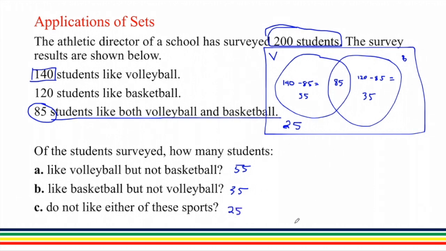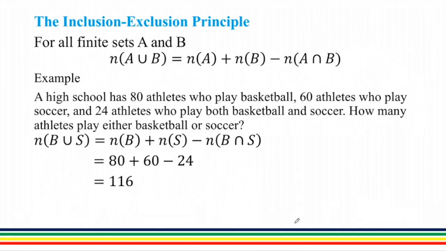So that's how we use Venn diagrams in solving the applications of sets. Okay. The inclusion-exclusion principle for all finite sets A and B. Okay. The number of A union B is equivalent to n(A) plus n(B) minus n(A intersection B).